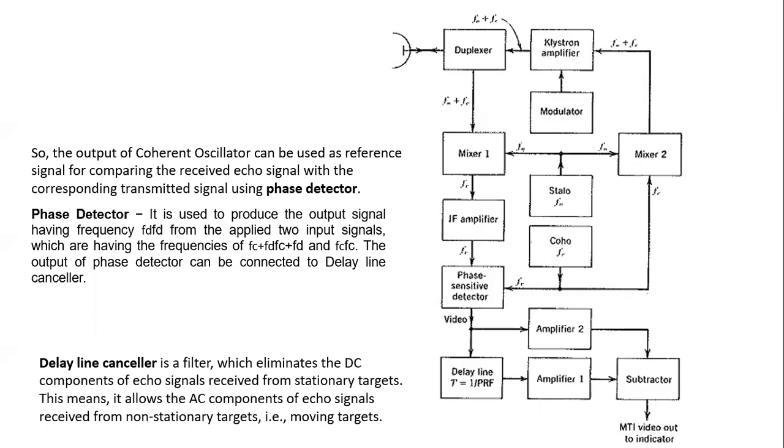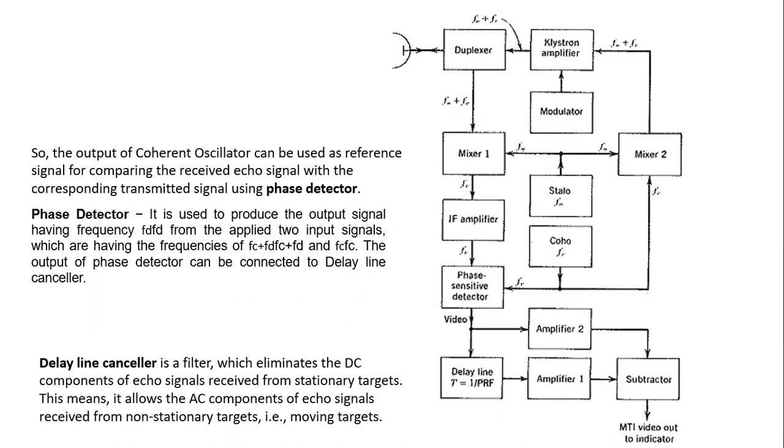We have one more block here, the delay line canceller, which itself is a filter. The main aim of the delay line canceller is to eliminate the DC components that are present in the echo signals. These DC components come when the signal that has been sent is reflected from stationary targets.